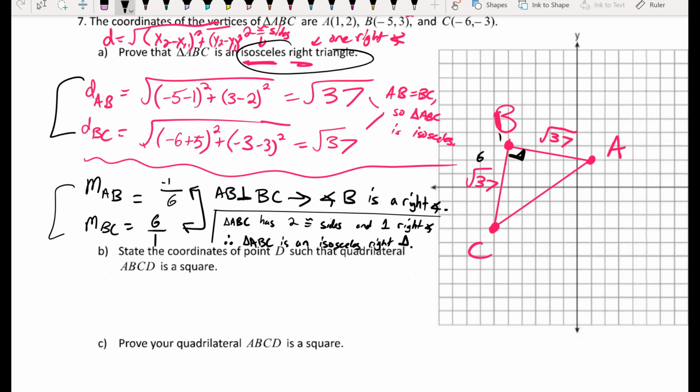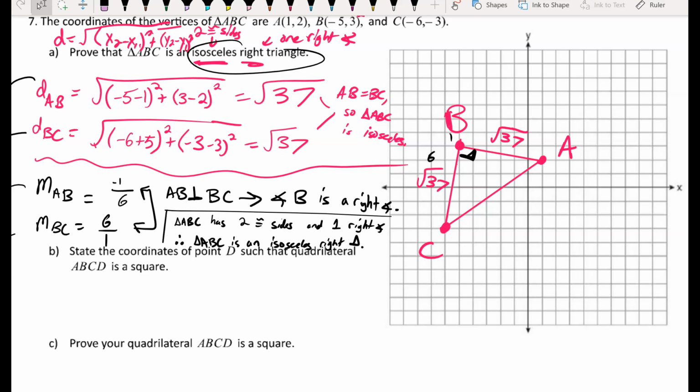Now, the next part of this says, state the coordinates of D such that the quadrilateral ABCD is a square. Well, remember that the opposite sides and all the sides of a square are congruent and they're parallel. So if I just look, remember to get from B to A, I'd have to go down 1 and right 6. So I'm just going to take C, and go down 1 and right 6 as well. So the perfect point that makes ABCD a square would be (0, -4).